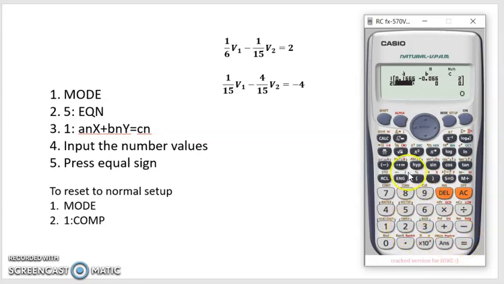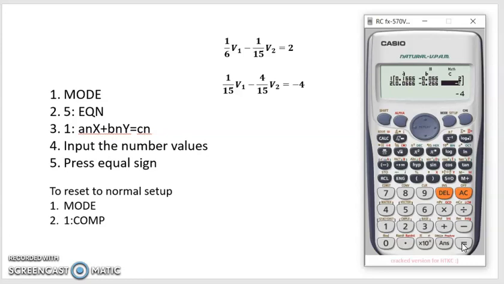For the second equation, you have 1 over 15, right? Then you have negative 4 divided by 15. Okay. Then your last numerical coefficient is negative 4. That's it. So now you were able to input all of the numerical values into your calculator.